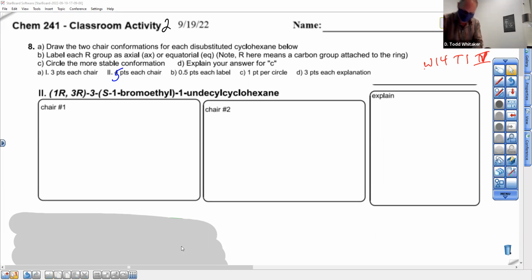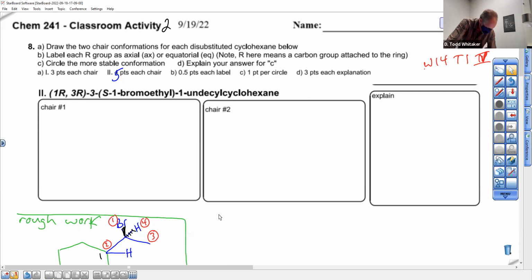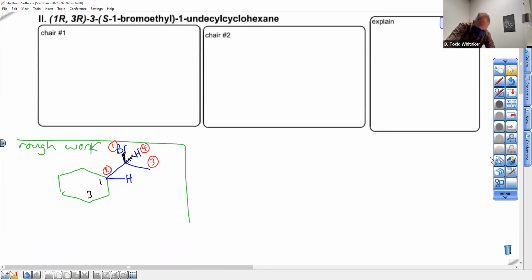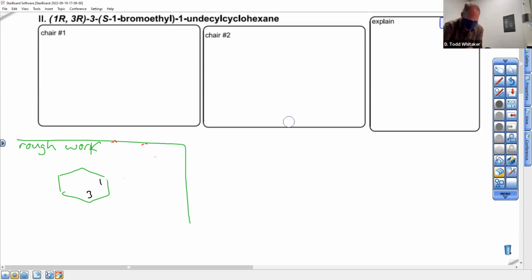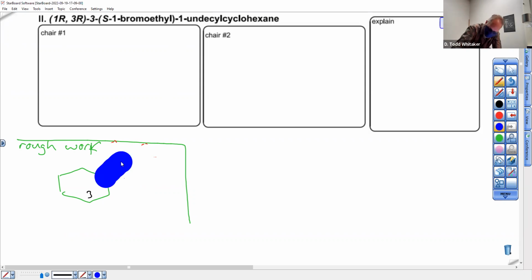And I'm going to do it like this. Rough work. And that rough work's no good because I have the wrong group up there. That was where our whole situation fell apart earlier. The group on 1 is called undecyl. That's easy to draw.